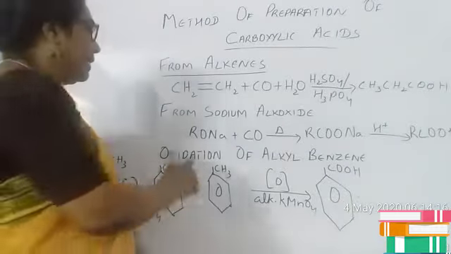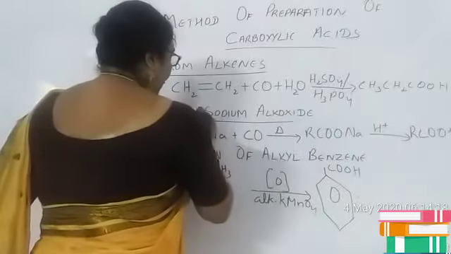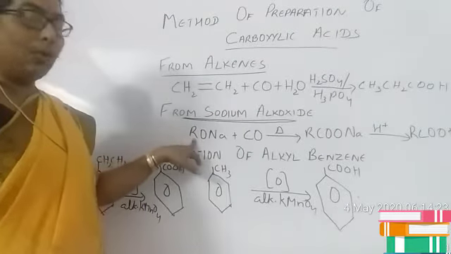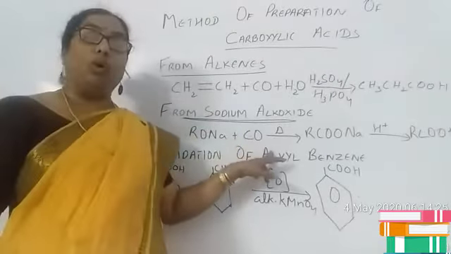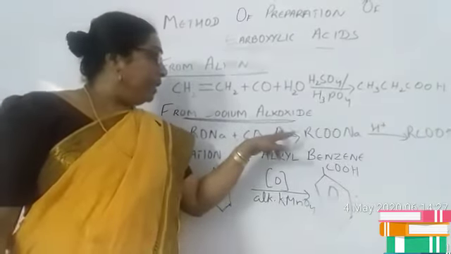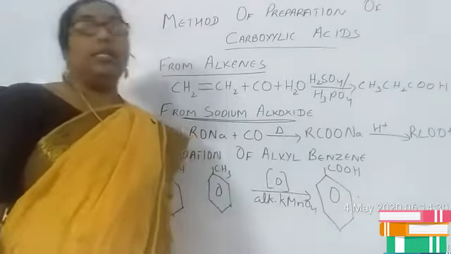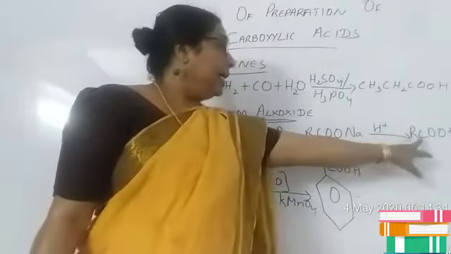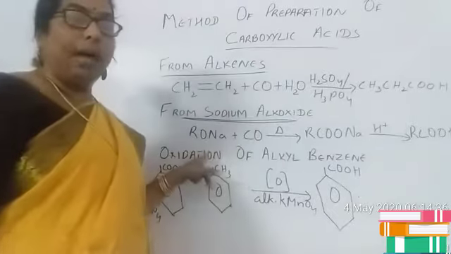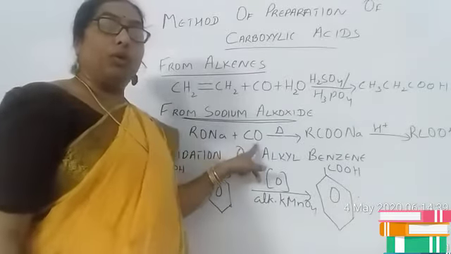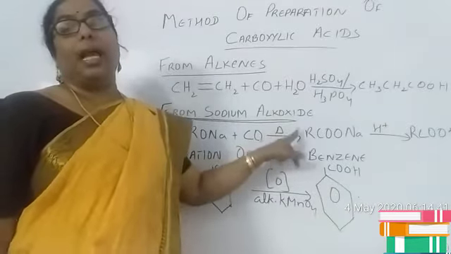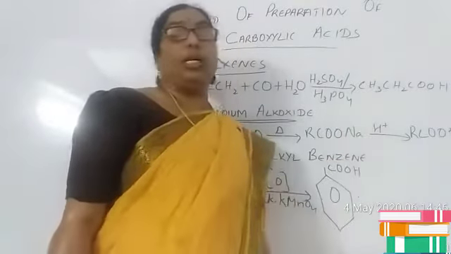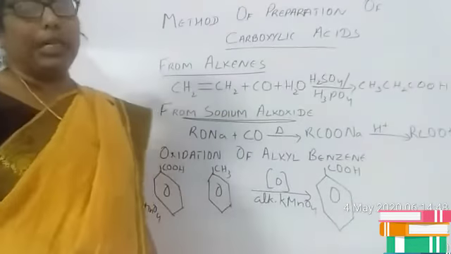Next method we can consider from sodium alkoxide. Sodium alkoxide on reaction with carbon monoxide in presence of heat and under pressure will give sodium salt of carboxylic acid, which on acidification produces carboxylic acid.